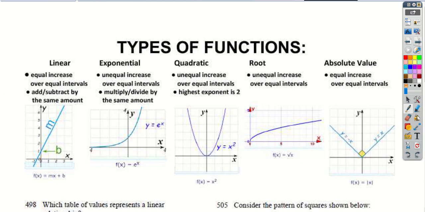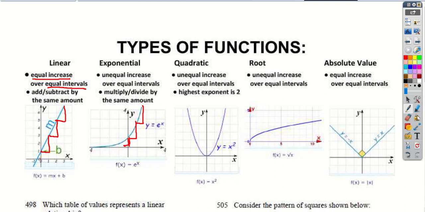Types of functions. So there's linear functions, exponential, quadratic, square root functions, cube root functions, and absolute value. Linear functions, by definition, have an equal increase over equal intervals, which basically means as I go over 1 in the x-coordinate, I'm always going to increase by the same amount in my y. So it's the same change in x and the same change in y.